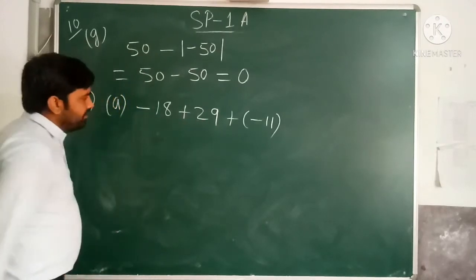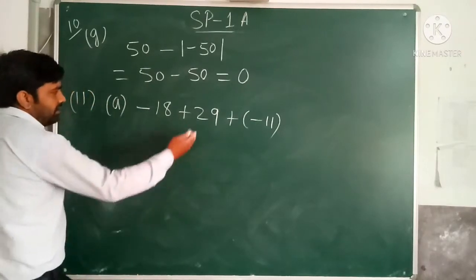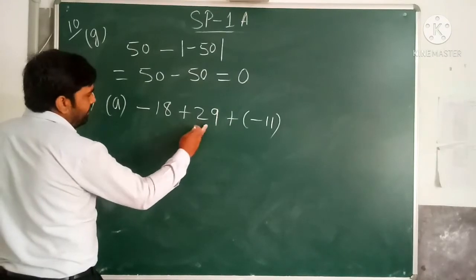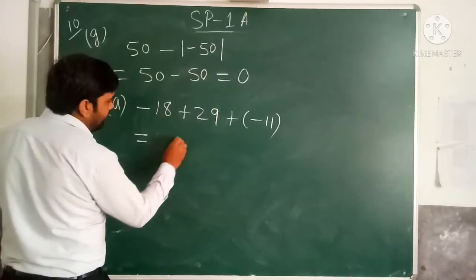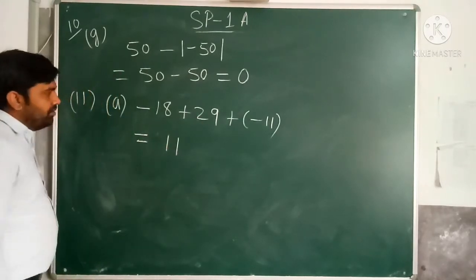Minus 18 plus 29, both have opposite signs, so we have to do subtraction. This is the positive number, so from the positive number you subtract the negative. So 29 minus 18, what will it give? 9 minus 8 will give you 1. 2 minus 1 will give you 1. So 11. So what do you get? 11.